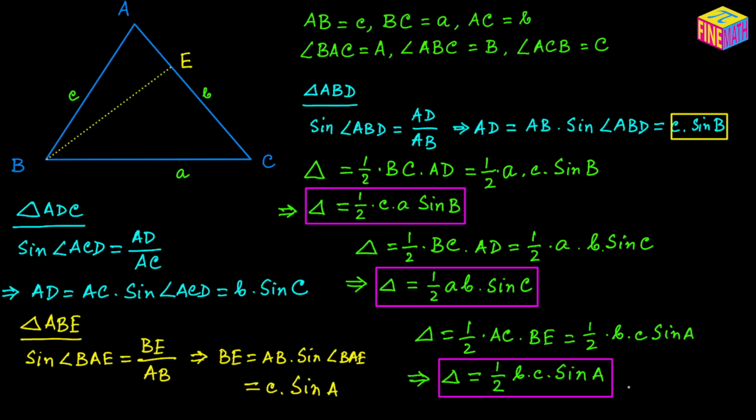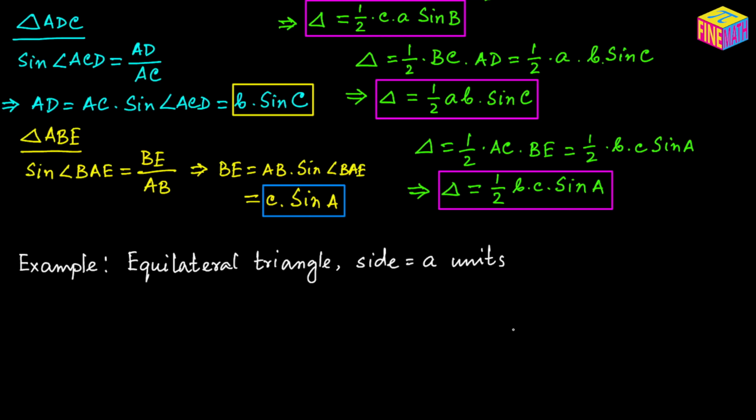So it looks like the area of a triangle is always like this. It is half times the product of any two sides times the sine of the angle included between those two sides. I hope things are clear up to this point. Next, I am going to take an example.